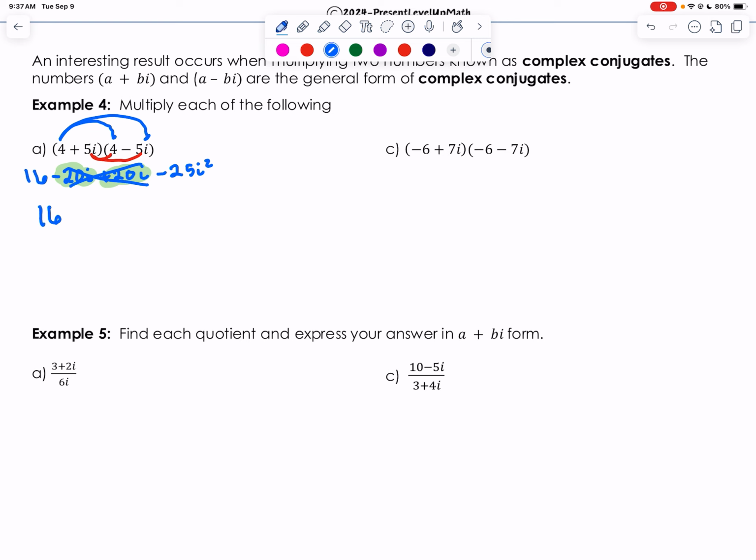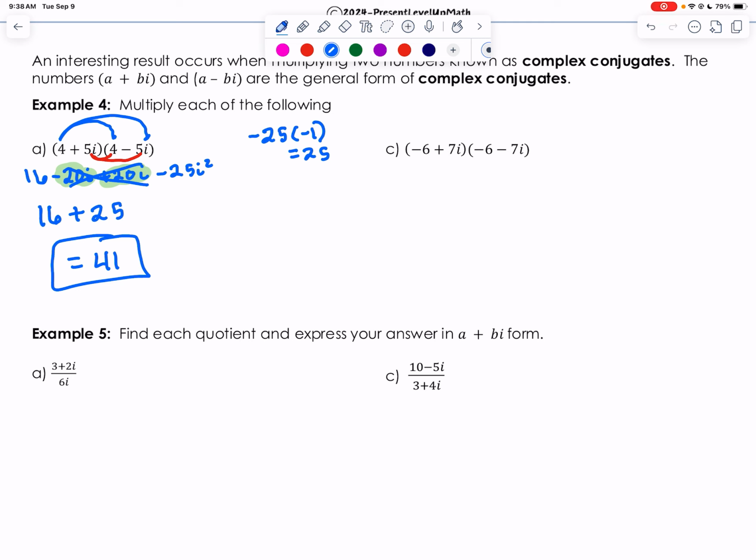Negative 25i squared will also simplify because we know that i squared is equal to negative 1. So negative 25 times i squared is the same thing as positive 25. And then you can just add those together. So 25 plus 16, 41. So notice we started off multiplying two complex numbers, to be more exact, two complex conjugates, and we ended up with just a real number. No imaginary numbers were left.